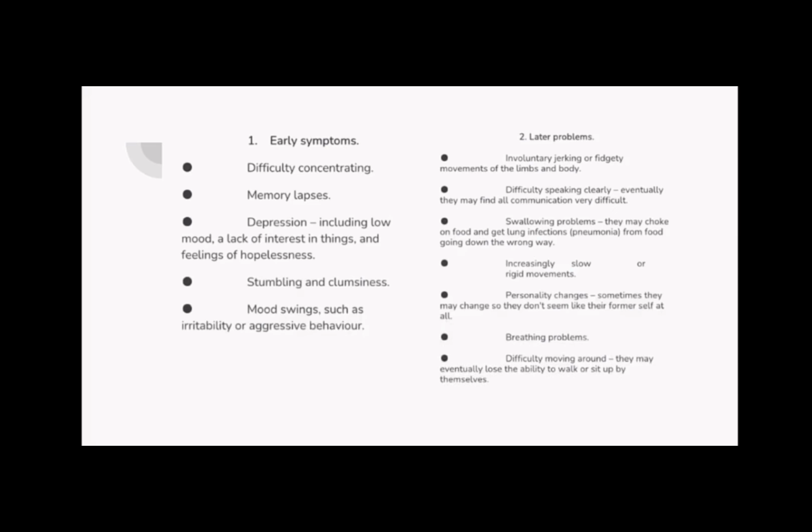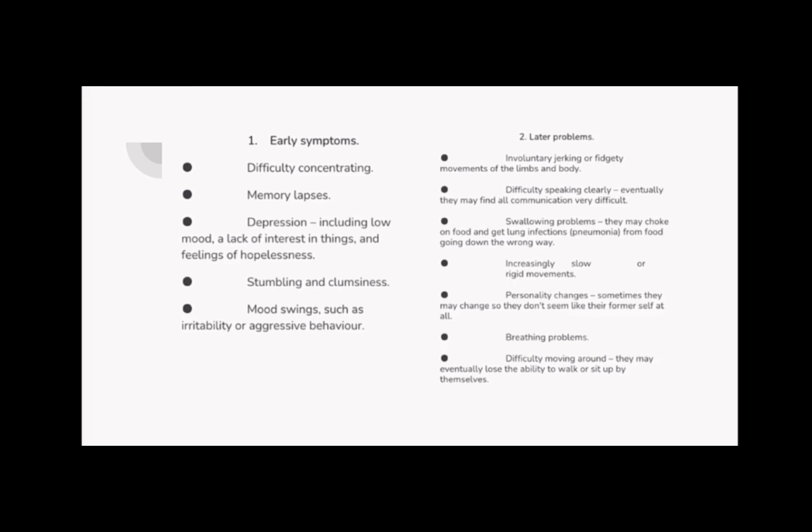The early symptoms of Huntington disease include: number 1, difficulty concentrating; number 2, memory lapses; number 3, depression, including low mood, a lack of interest in things, and feelings of hopelessness; number 4, stumbling and clumsiness; number 5, mood swings such as irritability or aggressive behavior.